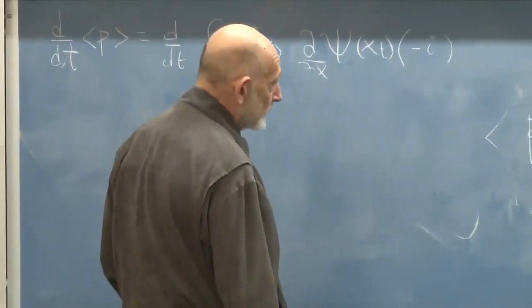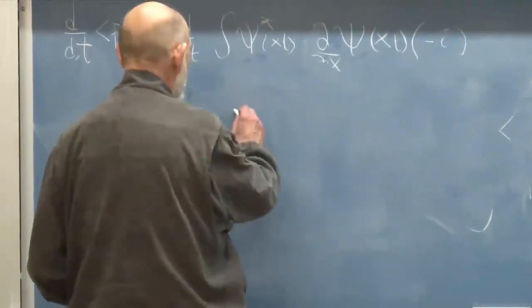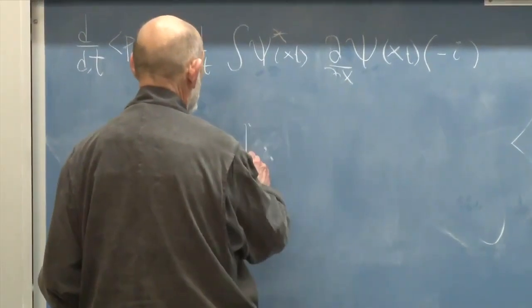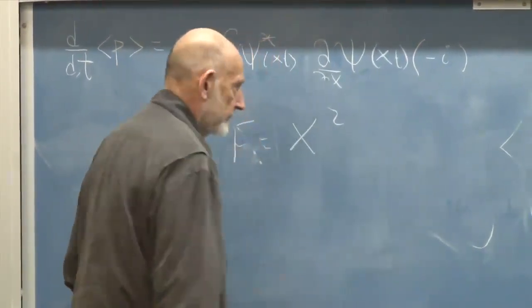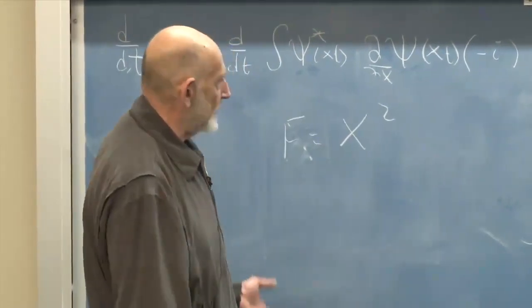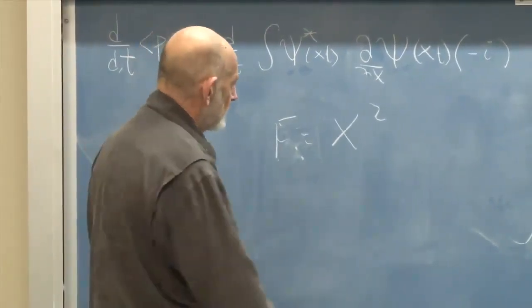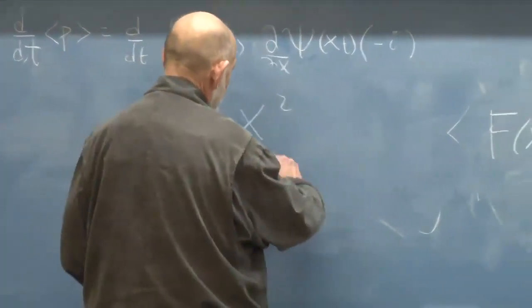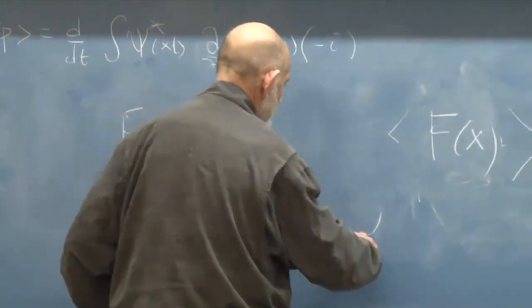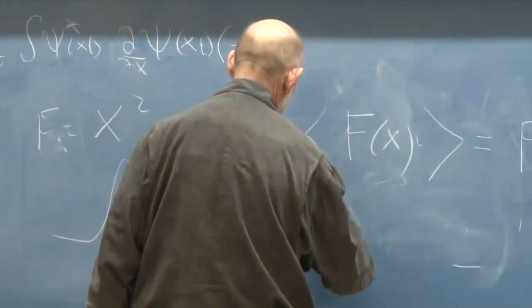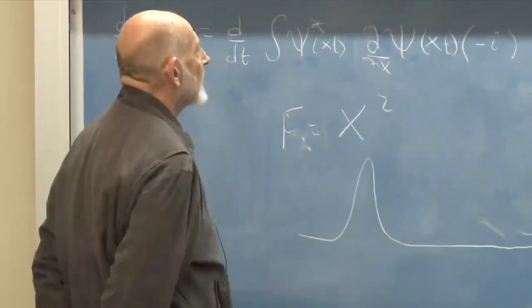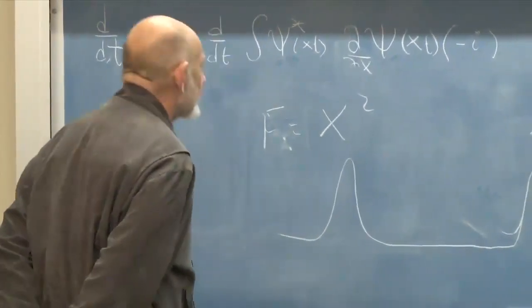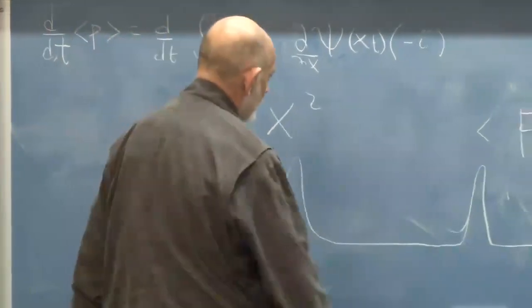Suppose, for example, that f were equal to x squared. Supposing the force happened to be x squared, and supposing the wave packet consisted of a pair of bumps. Let's see, is that what I want? I think that's what I want. Yes, that is exactly what I want. Centered about 0.